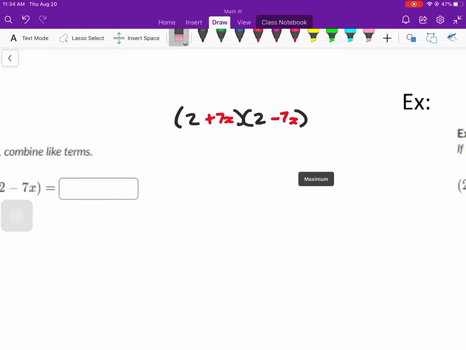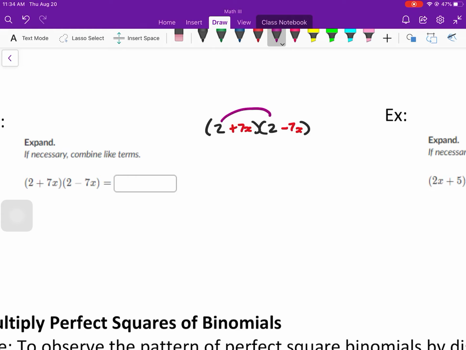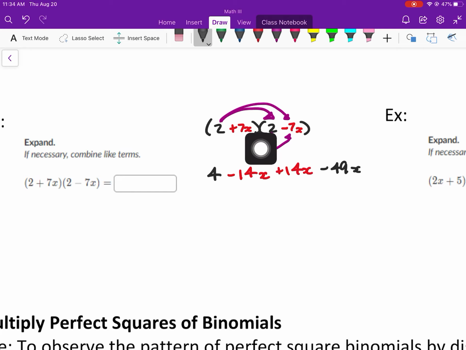So let's just go ahead and do it the long way. And yes, the long way is always an option that's available. If you don't get comfortable with the pattern, you could do it the long way. So 2 times 2 is 4. And then we have 2 times negative 7x is negative 14x. And then 7x times 2 is positive 14x. And then last, 7x times negative 7x is negative 49x squared, because 7 times negative 7 is negative 49, and x times x is x squared. I just forgot the squared there. And you'll see right here, negative 14x plus 14x, those are just going to cancel each other out and leave us with 4 minus 49x squared.